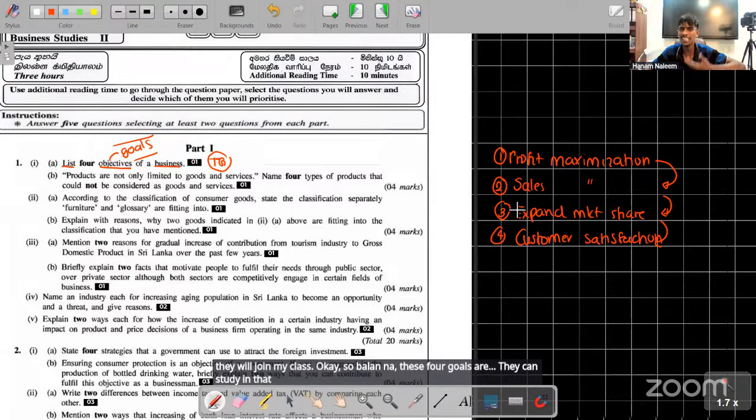Then you have some other goals like survival, globalization, diversification, expanding the market value of share, and so on. Here they're asking only four. Go with only four. If you know more than that, you can write them.